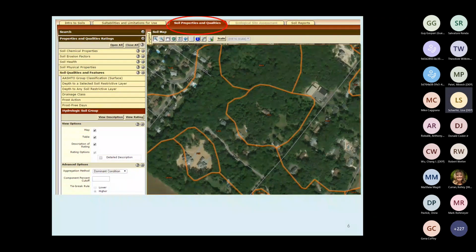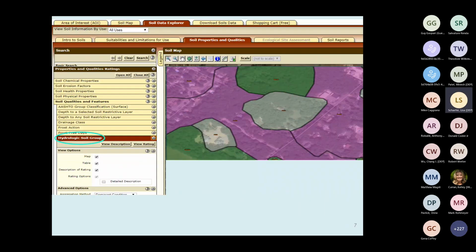Next, select the tab labeled Soil Properties and Qualities, which is the new red oval, and click on the pull-down menu for the item labeled Soil Qualities and Features next to the arrow that popped up a little early. Then you're going to scroll down to find the hydrologic soil group, which is the brownish bar inside that turquoise oval. All right. So clicking on the pull-down menu for HSG will allow you to select the View Rating button, and it's circled inside this new red oval.